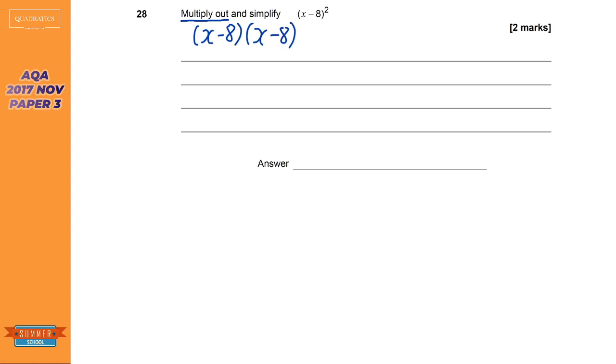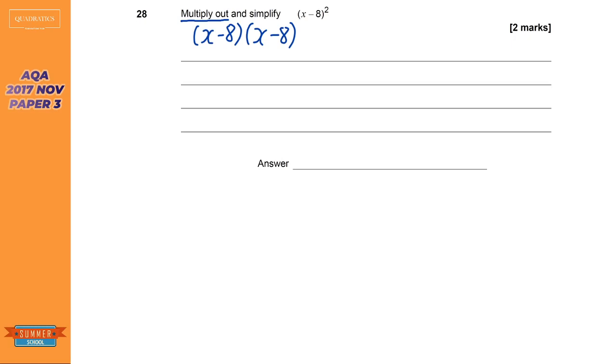Question 28 was the last question on paper 3, 2017 November for AQA, because they haven't done that first step for you. They're not showing you two brackets. So what a lot of people wrote was x squared minus 64, because they've just squared the two terms, but that's not the way of doing it.